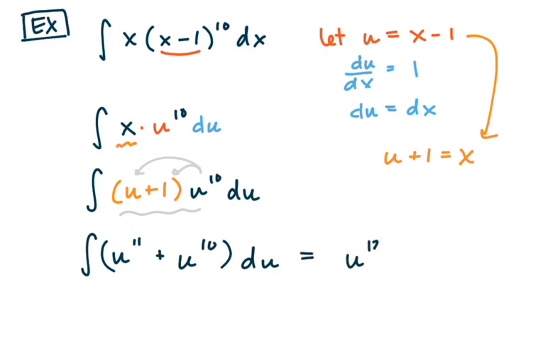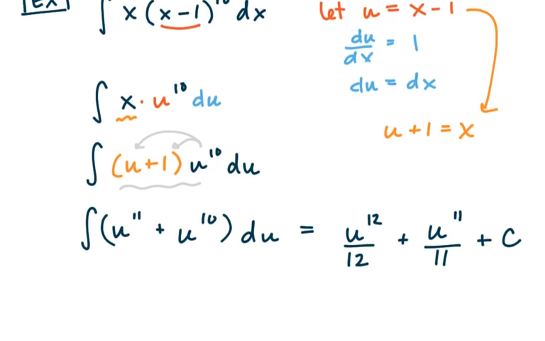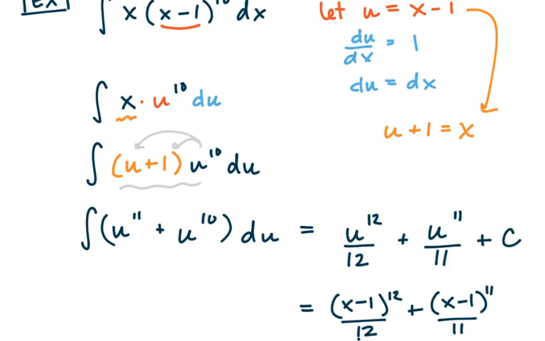That would be u to the 12th over 12 plus u to the 11th over 11 plus c. And at this point, all we have to do is plug our u value back in. Remember, u is equal to x minus 1. So I have x minus 1 to the 12th over 12 plus x minus 1 to the 11th over 11 plus c. And that would be my final answer for this problem.